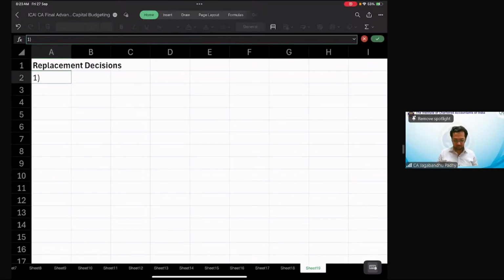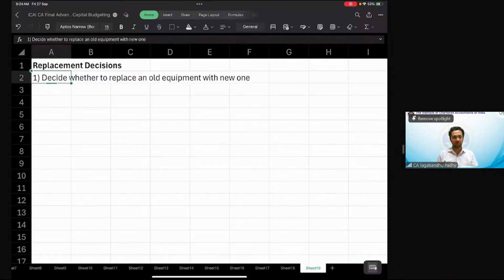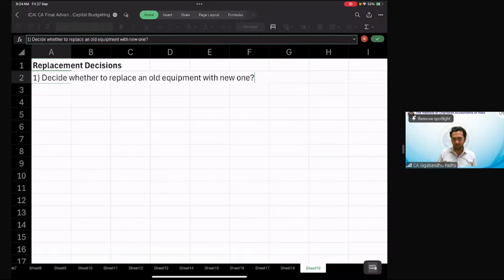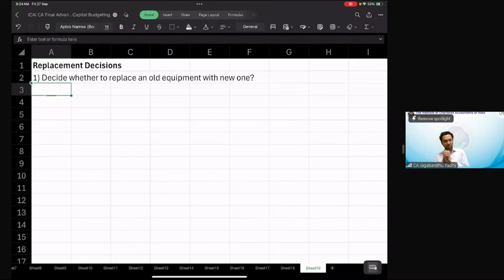First aspect is to decide whether to replace an old equipment with a new one, right? That's the first type of questions that we are going to look at. So we are going to decide whether we should replace an old equipment with a new one.